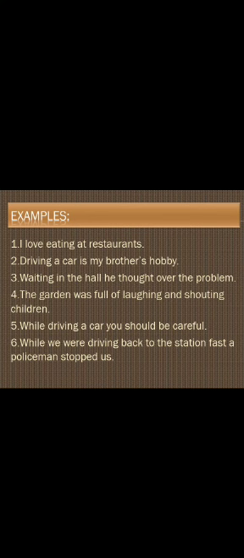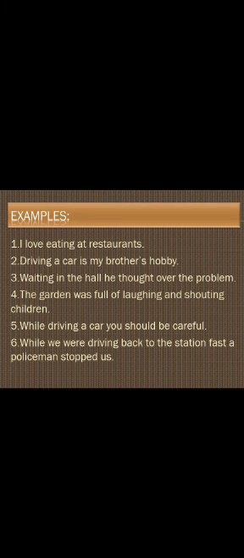Fifth, while driving a car, you should be careful. And you should bear in mind that the prepositions while and when can be followed by participle one. While driving a car, you should be careful. In this sentence, the verb driving is participle one and in the function of adverb.